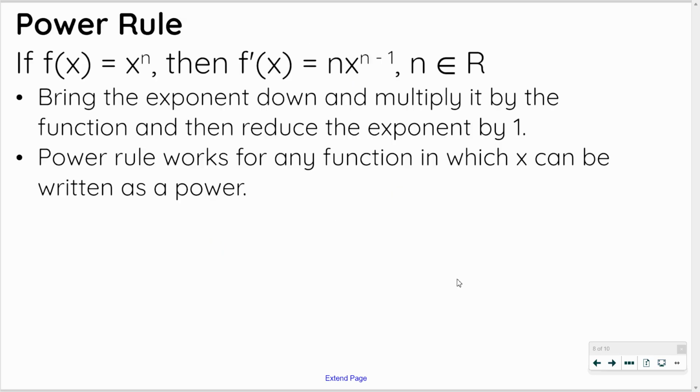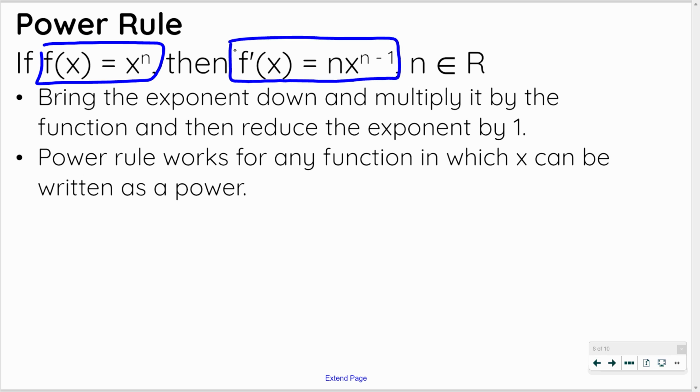So this gives way to the power rule. If you have a function f of x, which is x to the exponent of n, the derivative is n times x to the exponent of n minus 1. So you bring the exponent down, multiply it by the function, and reduce your exponent by 1. Now this power rule works for any function in which x can be written as a power.